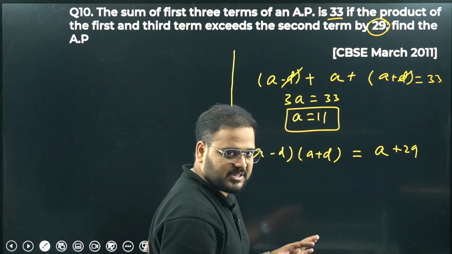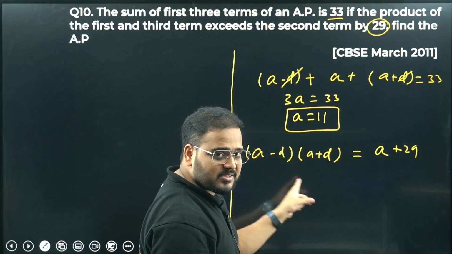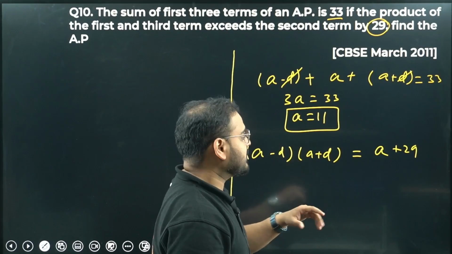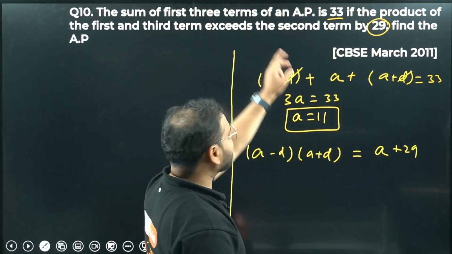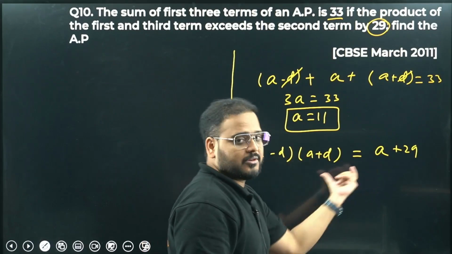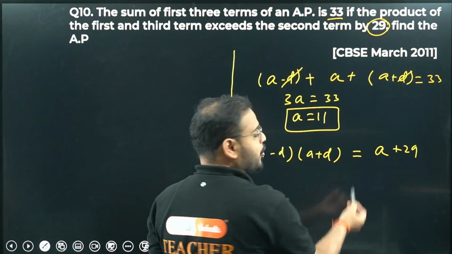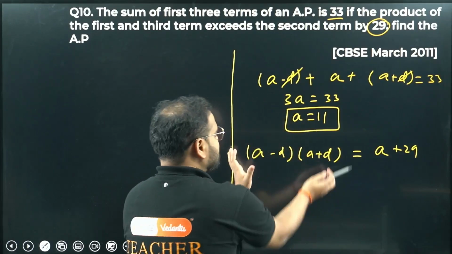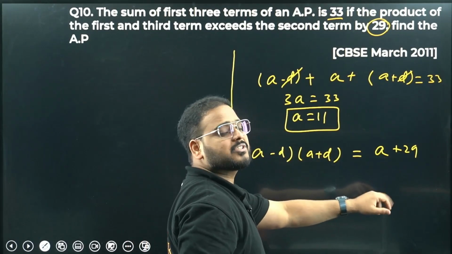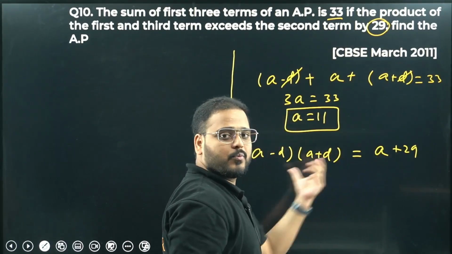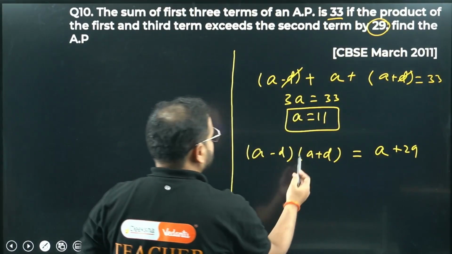I'll repeat this step, don't worry about it. The product of the first and third term exceeds, meaning is larger than, the middle term or second term, by how much? By 29. So if I am writing these two together, how can I make this equal to the product? By adding 29 on this side. Correct? Because this product is bigger than A by 29. So if you add 29 to A, it will become equal, right? Let's see the multiplication over here.